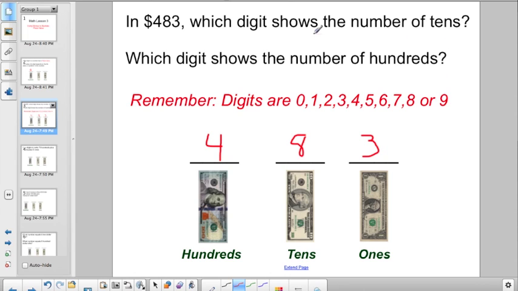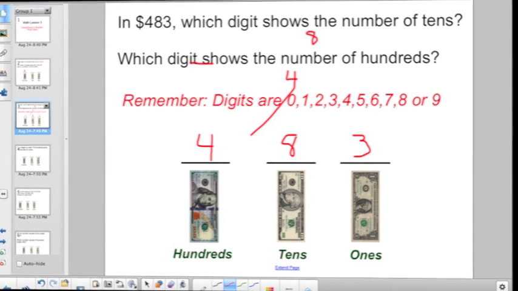So now let's go back and look at this question again. In $483, which digit shows the number of tens? Well, that one's pretty easy, right? The 8 shows it. Which digit shows the number of hundreds? Well, in the hundreds place, I have 4. That's all the place value really means. You have 4 hundreds, 8 tens, and 3 ones, right? Not too tough so far, even for a Monday.